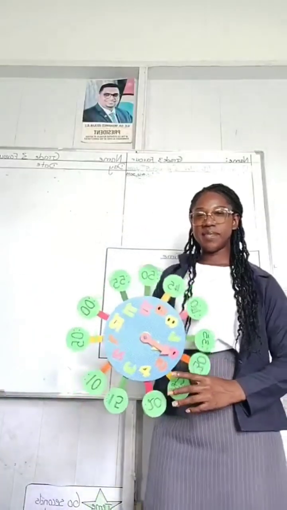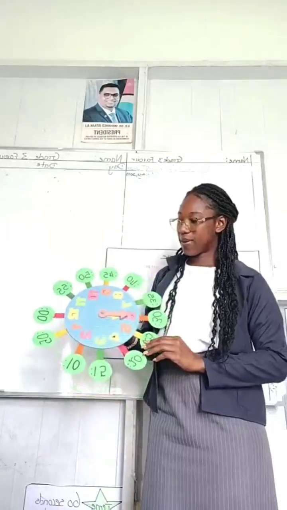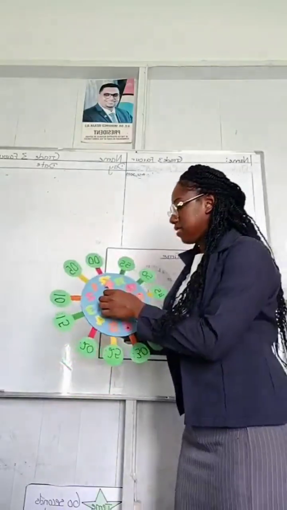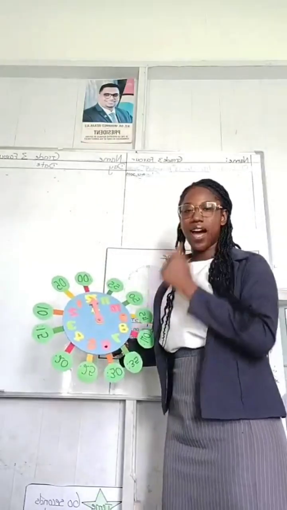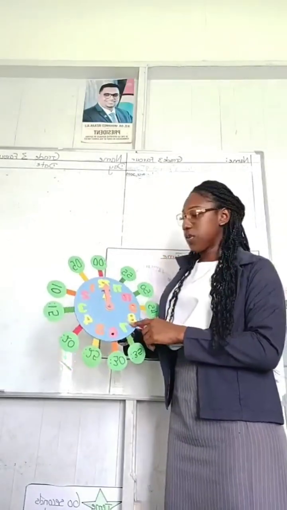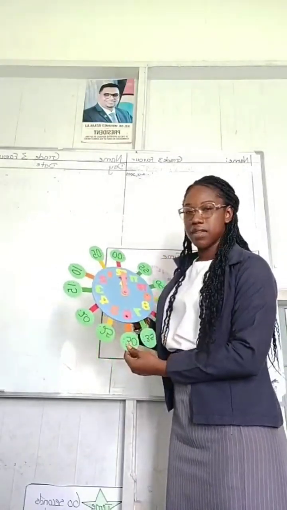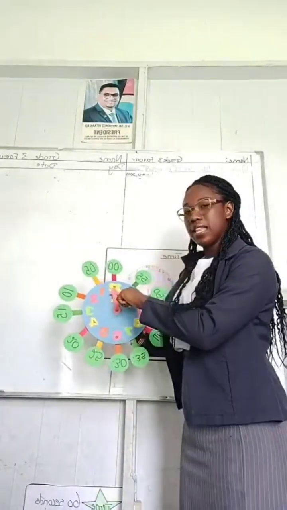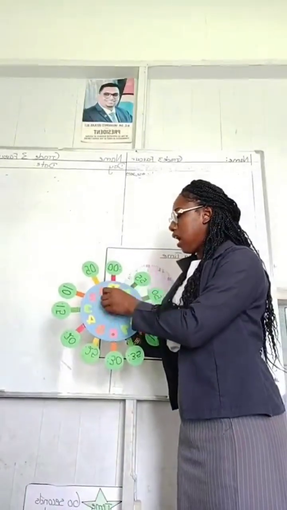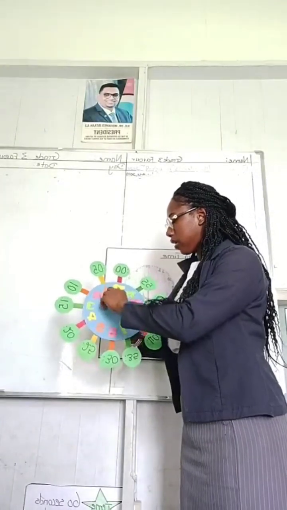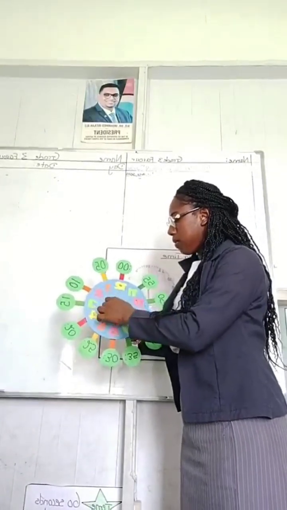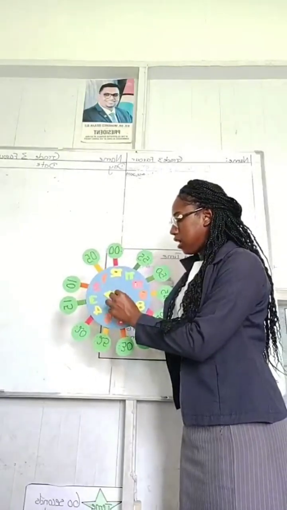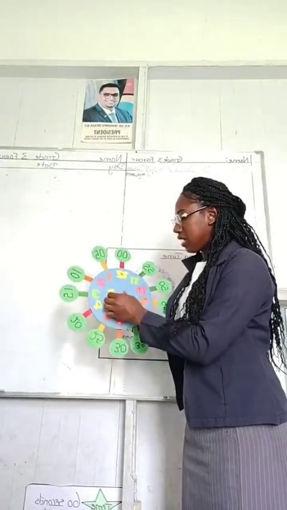So 60 minutes is equal to 1 hour. It therefore means that half an hour would be half of 60, which is 30. So half an hour is equal to 30 minutes. What we're going to do at this time is take our minute hand and move it halfway around our clock, and our minute hand is therefore going to stop at the number 6.